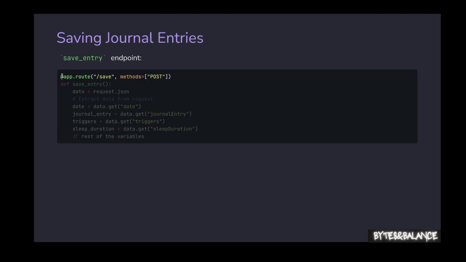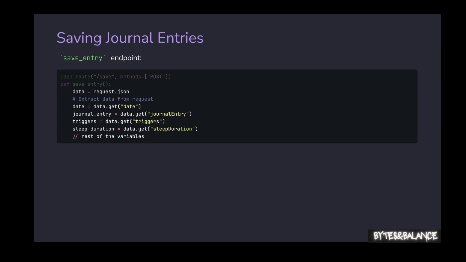Then we develop this save entry function with this decorator that shows the entry point as save and the method as post. And the first thing that we have to do is extracting the data. And the data that we are extracting includes information like the date, journal entry, triggers, sleep duration, and other details that we want to store.